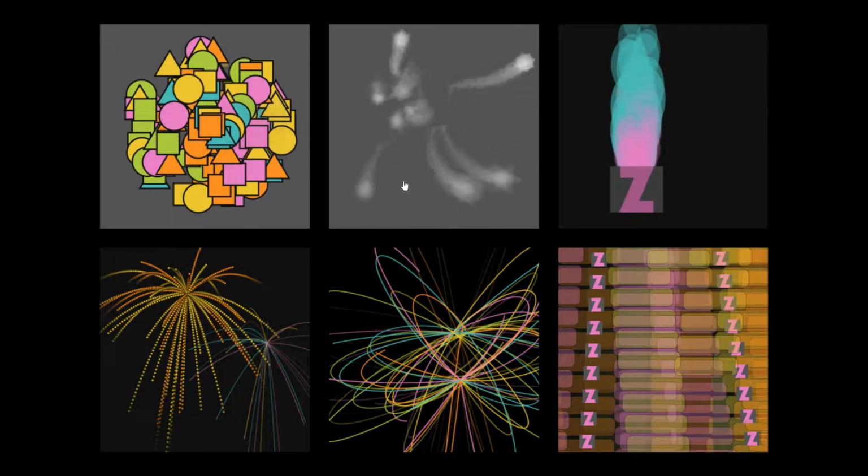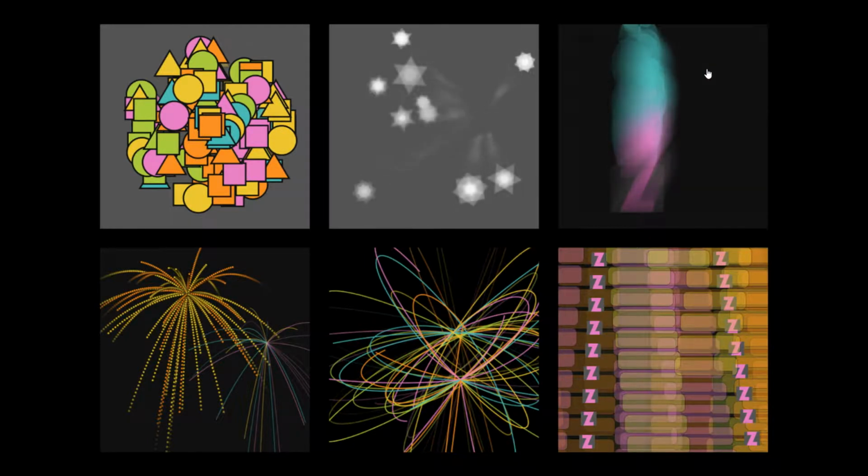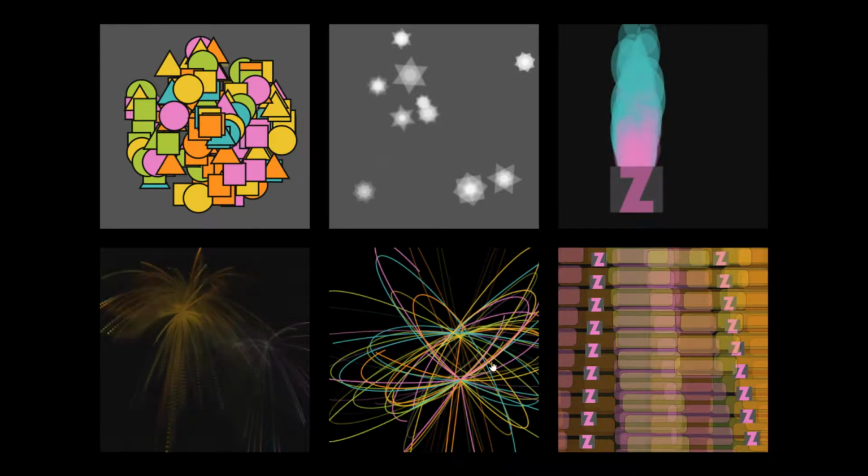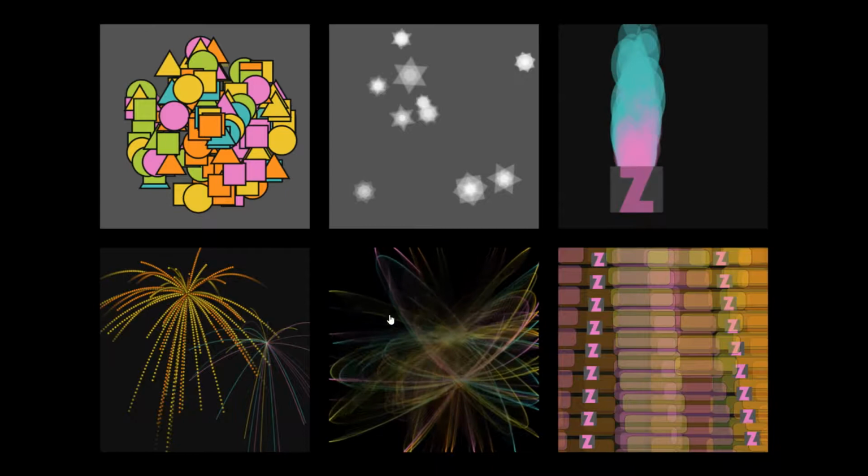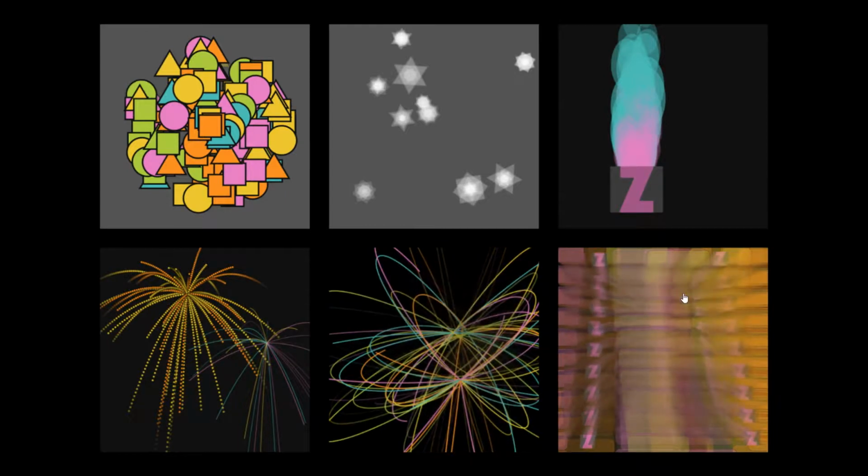Here we have snowflakes, traditional snowflakes falling, and this is a flame, so you can do flames, and of course fireworks, and this is an atom. And here we have tiles that are falling. Okay, let's go in and take a look at them.